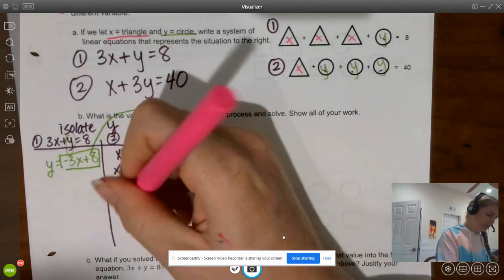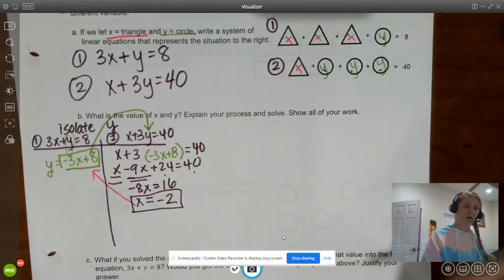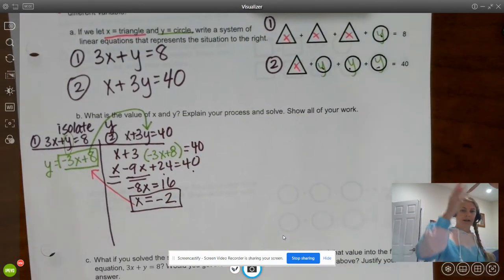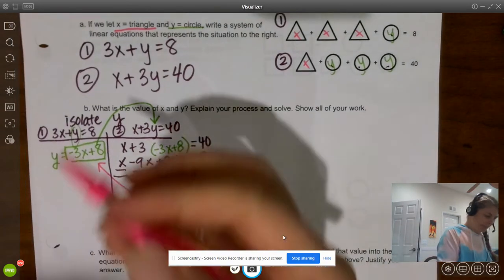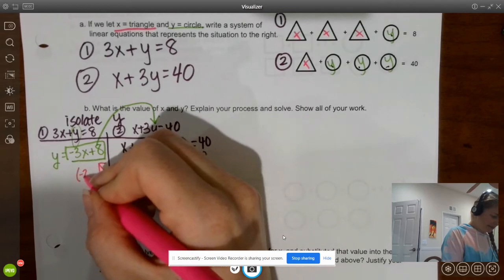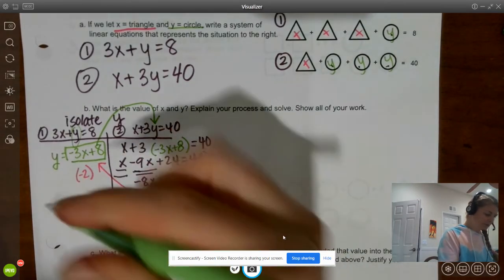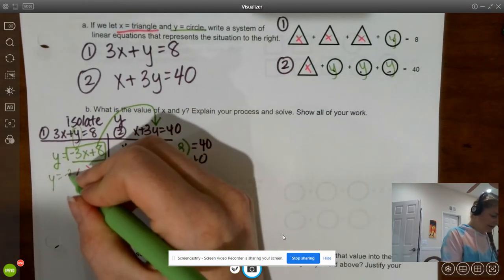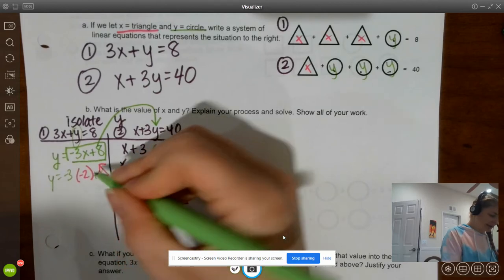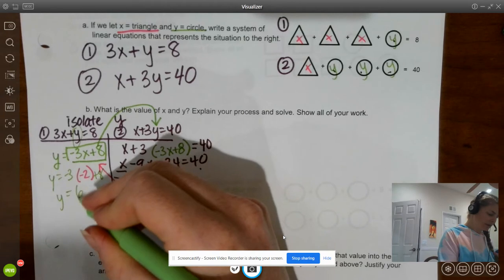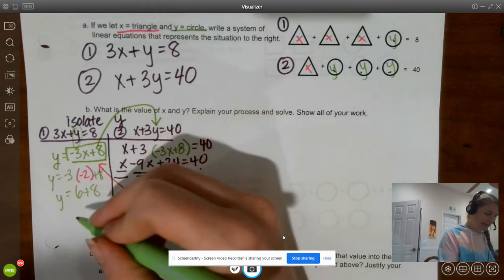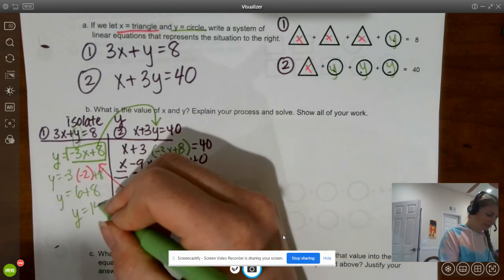So from here, we're going to substitute back into our first equation. Remember, isolate, plug in, isolate, plug in. It's a dance. So now our x is negative 2. So y is equal to negative 3 times negative 2 plus 8. We're just going to use order of operations. Negative 3 times negative 2 is positive 6. And 6 plus 8 is 14.